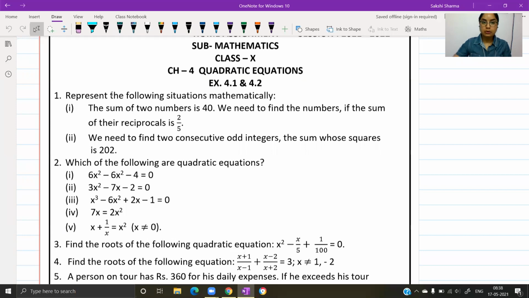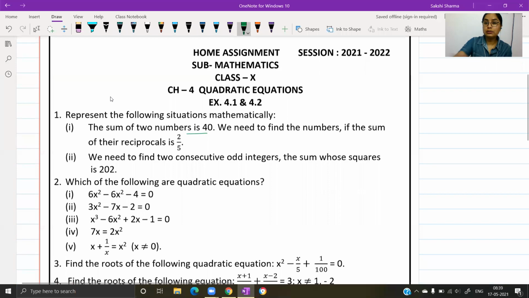So right here, the first part, the sum of the numbers is 40. We need to find the numbers if the sum of their reciprocals is 2 by 5. So how would you start this? Let's go roll number wise. Roll number 3, Anshdeep Singh. Roll number 4, Anupama. How would you assume the numbers? Ma'am, the first number will be x and the second number will be 40 minus x. Right. And can you help us write down the equation?